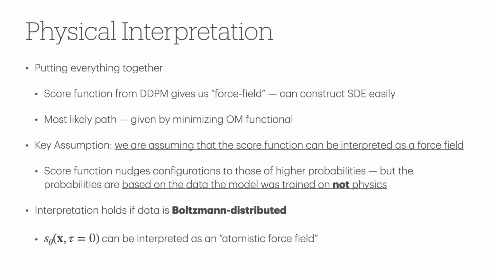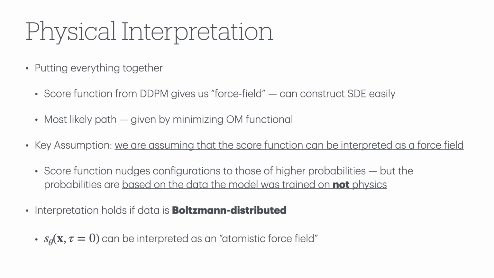Okay, so putting everything together. The score function from this diffusion model gives us a force field. And from this, we can construct the stochastic differential equation easily, right? Through this noising and denoising process. The most likely path is then given by minimizing the OM functional.